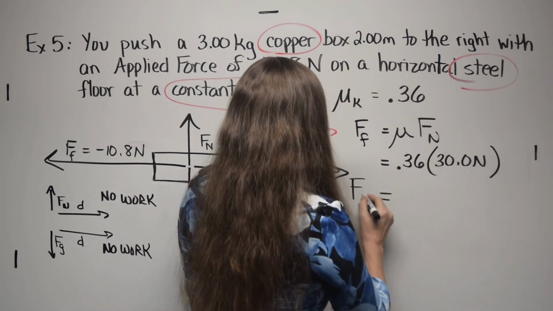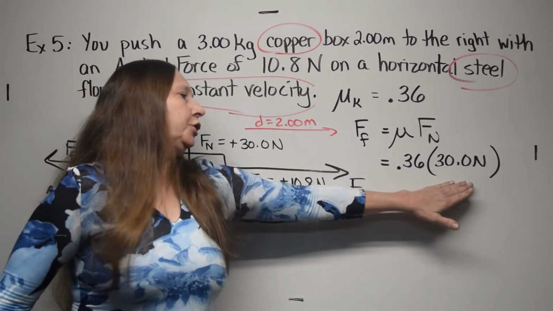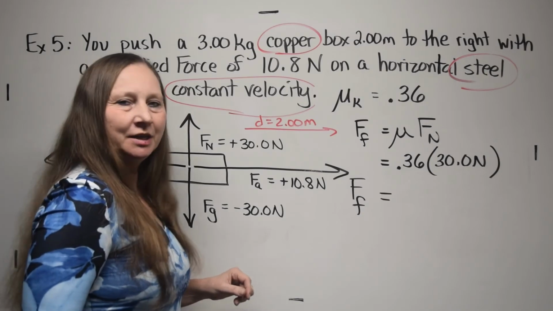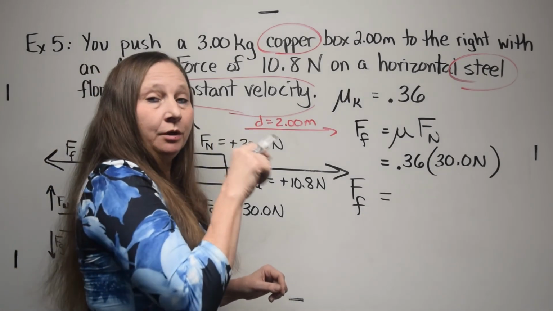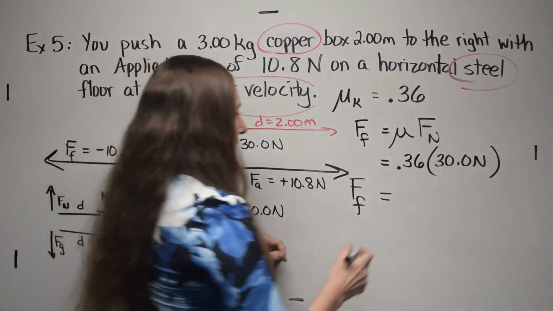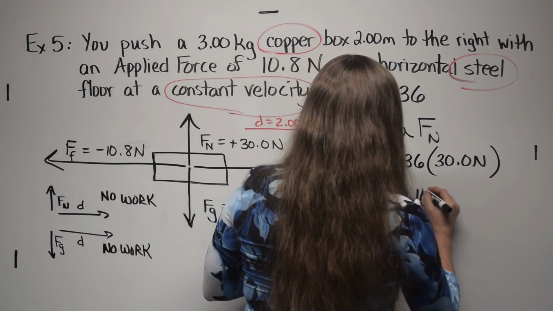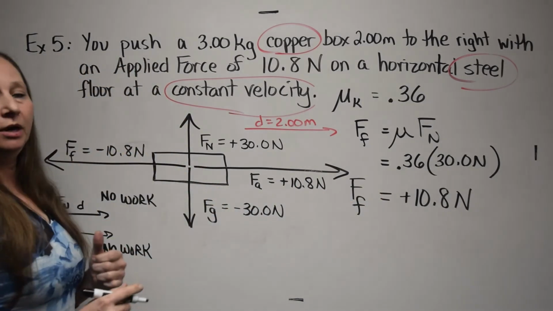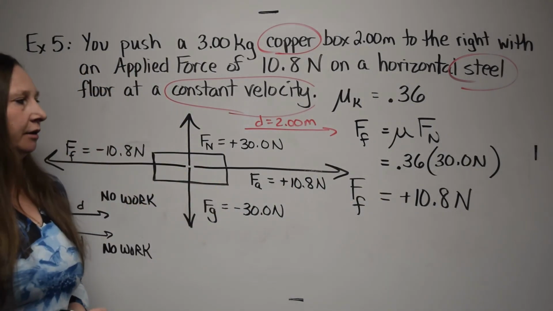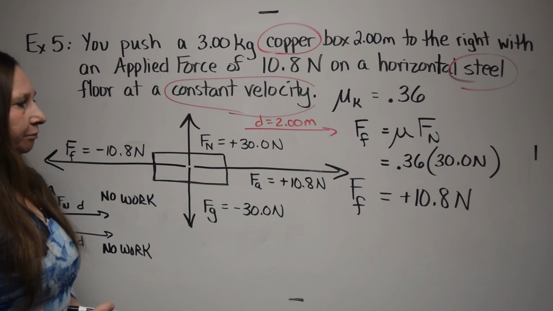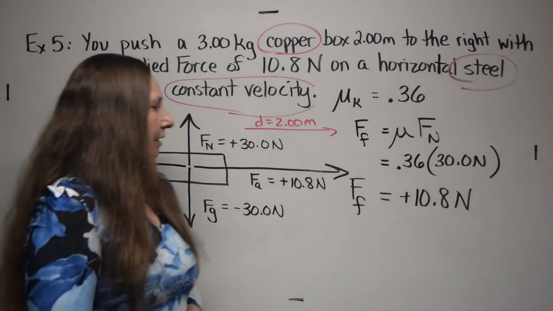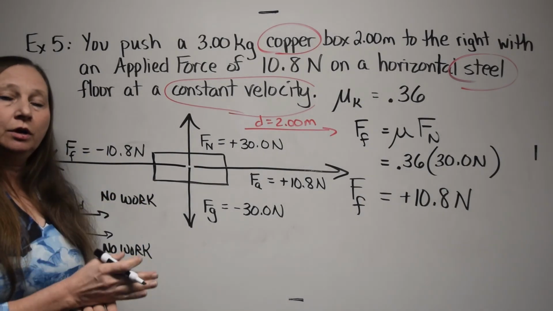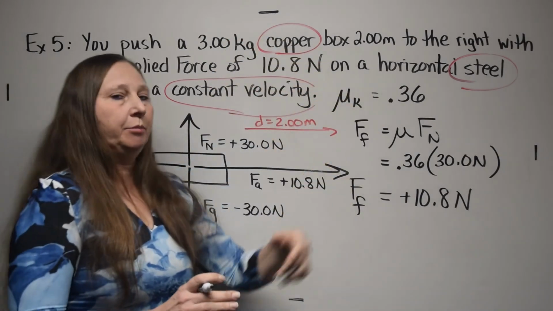So get out your calculators. What's 30 times 0.36? Put it in your calculator. What are we getting? We're getting positive 10.8 newtons. Now we know the direction is that way, so we simply say it has to be negative. So again, if you needed to calculate the friction, you could do that. You just have to look up the coefficient of friction between copper and steel.